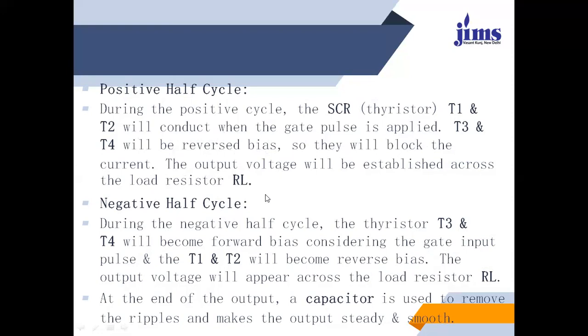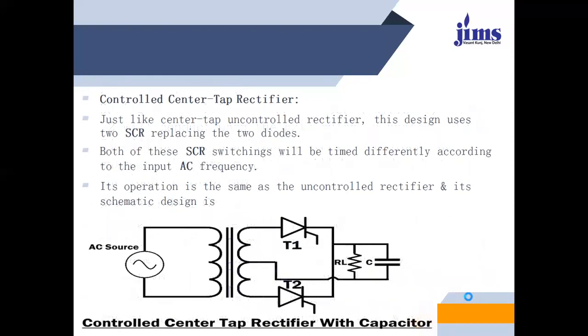For the negative half cycle, the SCRs T3 and T4 will become forward biased, considering the gate input pulse, and T1 and T2 will become reverse biased. The output voltage will appear across the load resistance R. At the end of the output, the capacitor is used to remove the ripples and makes the output steady state and smooth in nature. Next is the controlled center tap rectifier.